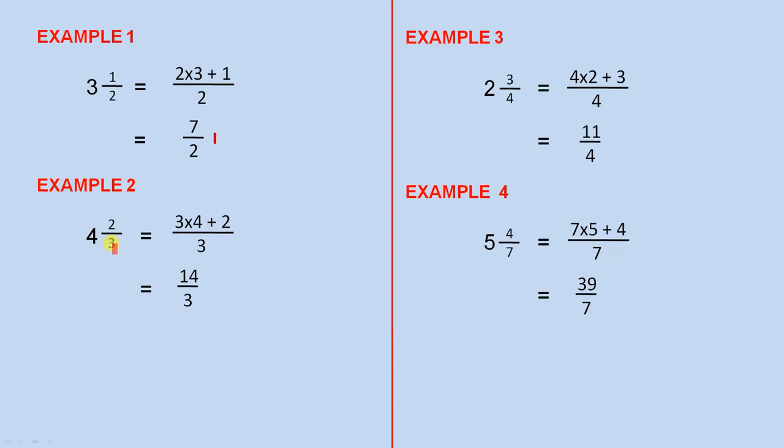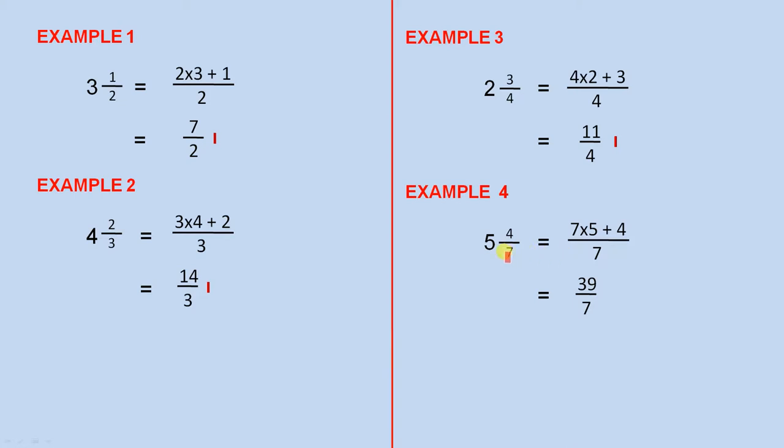Example 2, 3 times 4, plus 2, divided by 3. 3 4s are 12, plus 2 is 14, divided by 3. Example 3, 2 3/4. 4 times 2, plus 3, divided by 4. 4 2s are 8, plus 3 is 11, divided by 4.